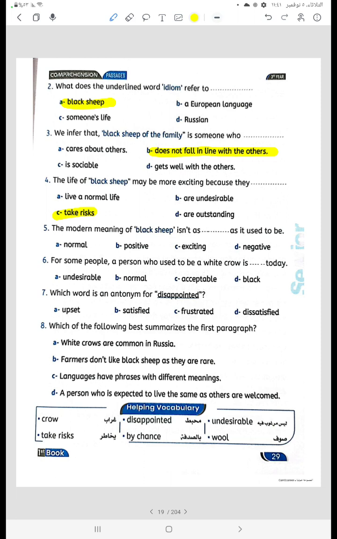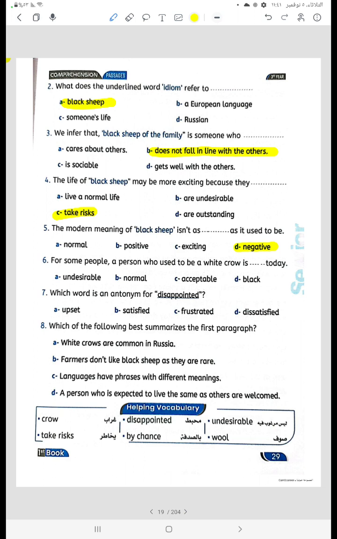The modern meaning of black sheep isn't as negative as it used to be. Of course, it's no longer negative according to the passage. For some people, a person who used to be a white crow is today acceptable. For some people, a person who used to be a white crow is, of course not, today.